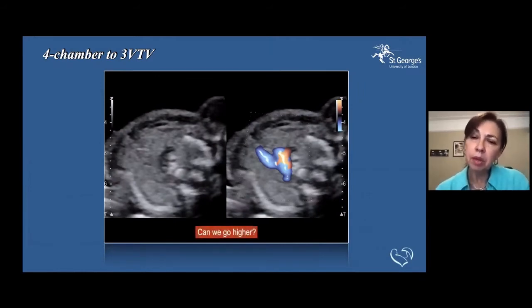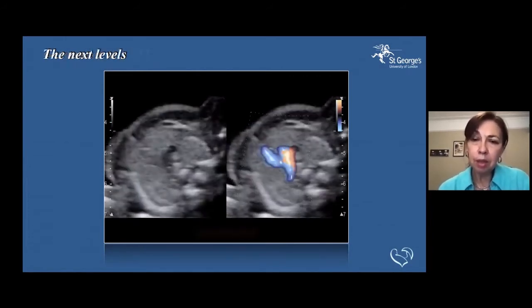So we've gone from the situs, four chambers, and the vessels. Can we go higher? And the answer is definitely yes.